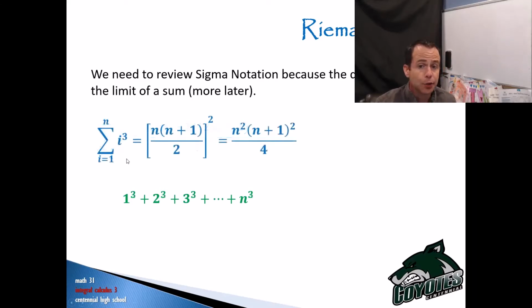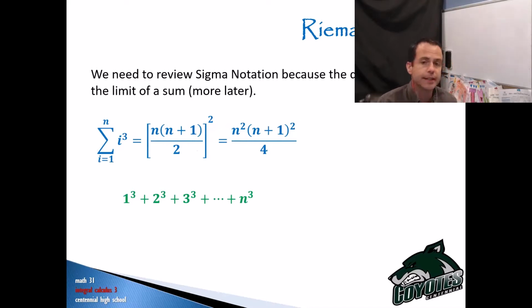So i cubed would end up being 1 cubed plus 2 cubed plus 3 cubed plus 4 cubed plus 5 cubed plus 6 cubed all the way to n cubed. How would I find out the summation of that? It would actually look like this, which would be n times n plus 1 all over 2 squared. Or we could simplify that to say n squared times n plus 1 all squared all over 4. I just squared each term. All right, so those are the first 5 that we're going to work with today.